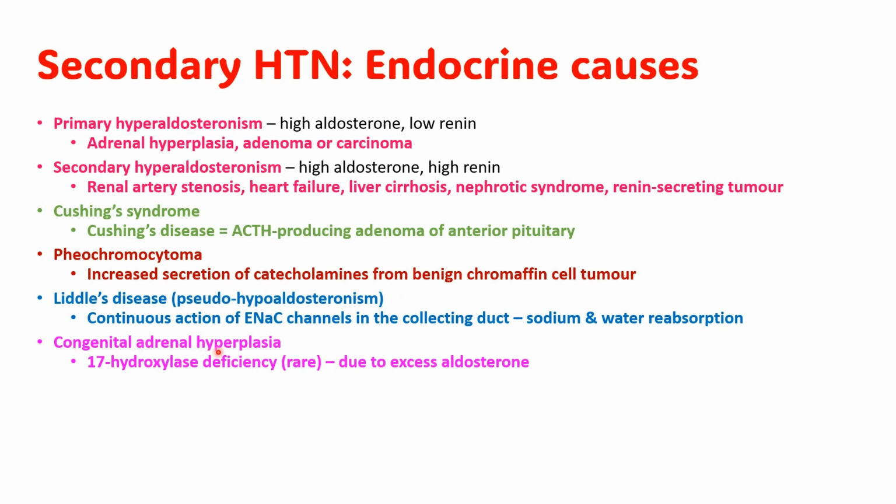And then something called congenital adrenal hyperplasia. So this is basically a congenital disease where there's deficiency of particular enzymes responsible for producing certain hormones such as aldosterone, cortisol, and also androgens, so sex hormones. And the case where you have hypertension is where you have a deficiency of the enzyme 17 hydroxylase. And when you have a deficiency of 17 hydroxylase, you can't produce androgens.